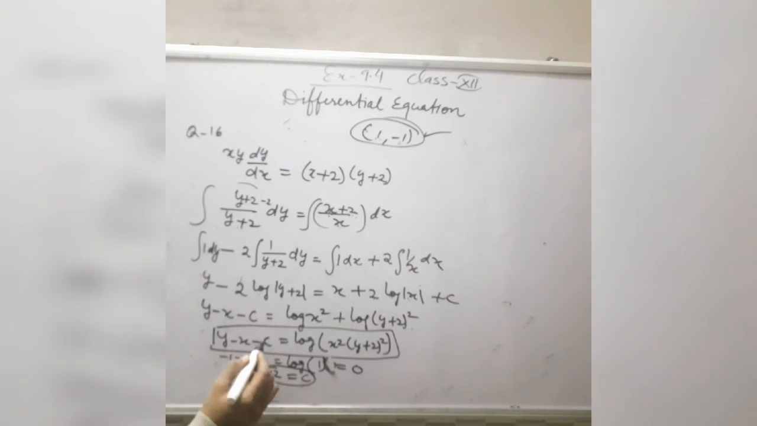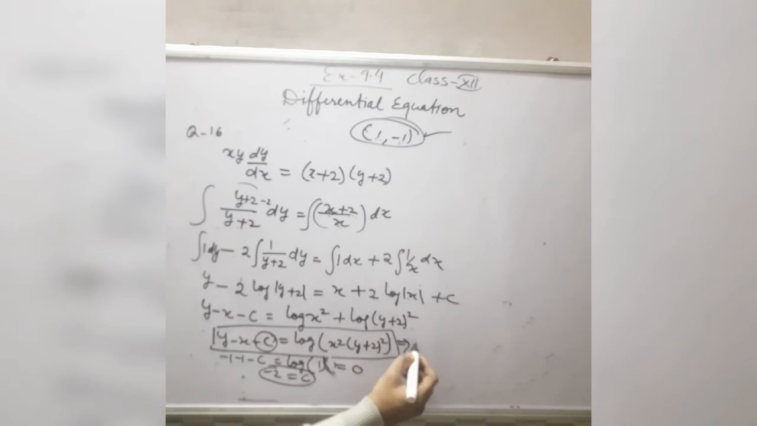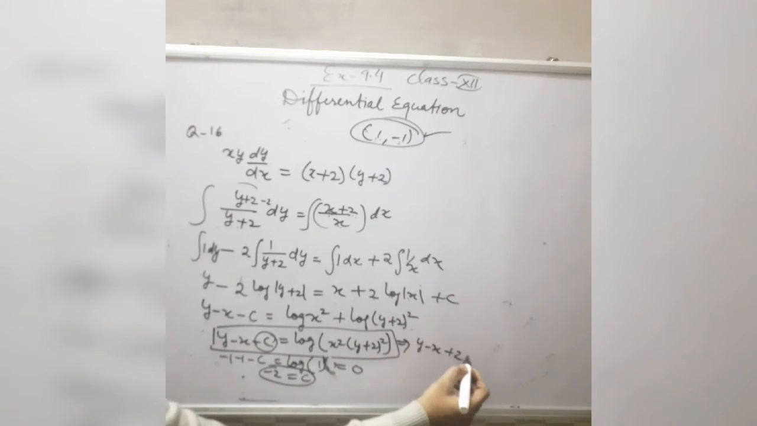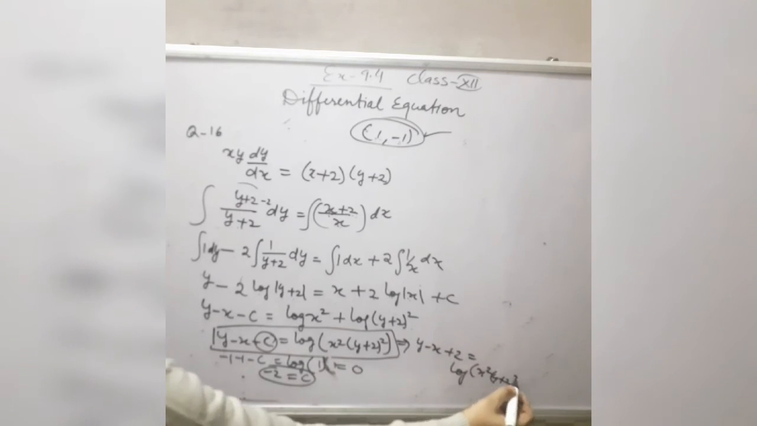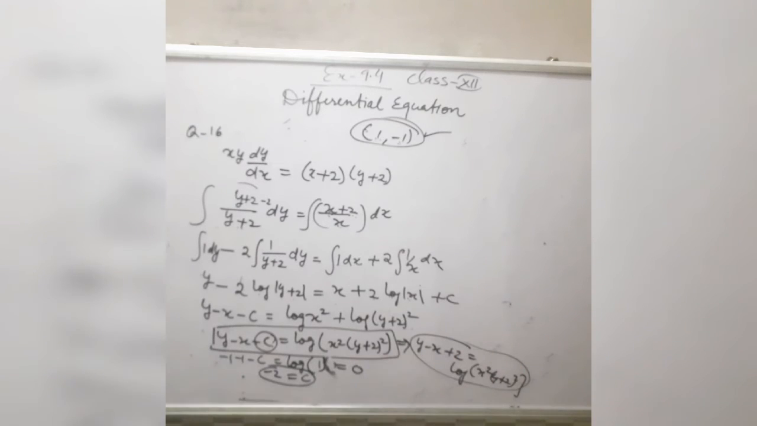If in this solution in place of c you put minus 2, then minus minus becomes plus, so you will get y minus x plus 2 equals log x square into y plus 2 whole square. This is the particular solution of the given differential equation.